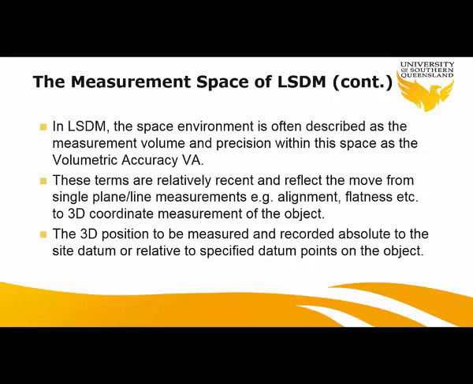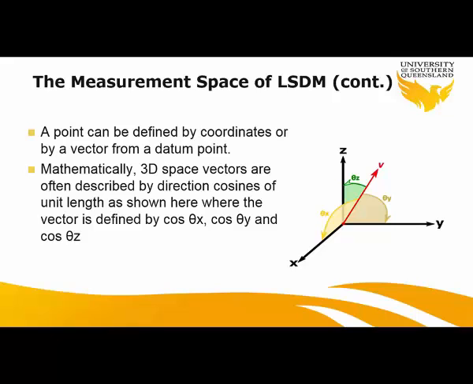It can be the examples of measuring the alignment, flatness, all those are examples. And we are looking at measuring the 3D coordinates of a point in space, which we can measure as absolute coordinates or relative to a specific datum point on the object. So it can be relative or it can be absolute coordinates. So how are we going to define the point in 3D space?